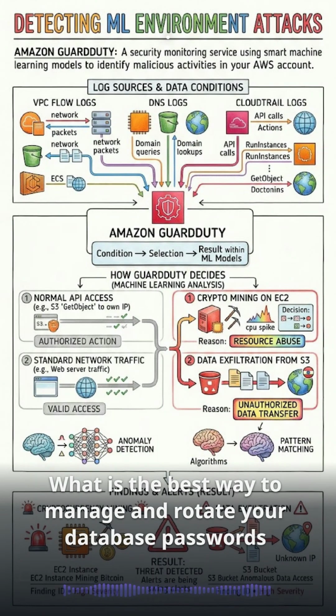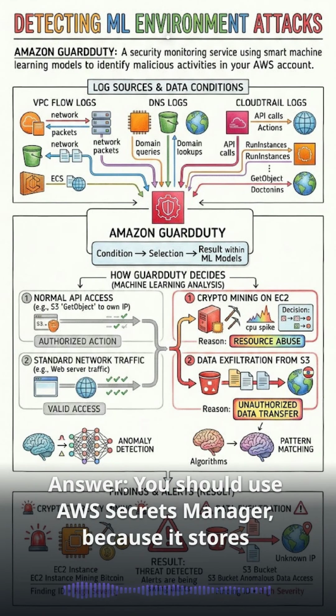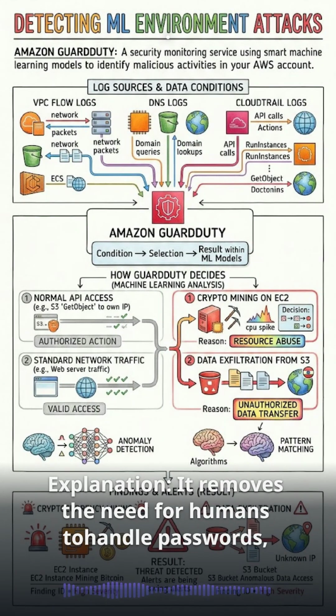46. What is the best way to manage and rotate your database passwords automatically in the cloud? You should use AWS Secrets Manager, because it stores secrets safely and changes them on a schedule. It removes the need for humans to handle passwords, which makes your entire system much harder for hackers to break.